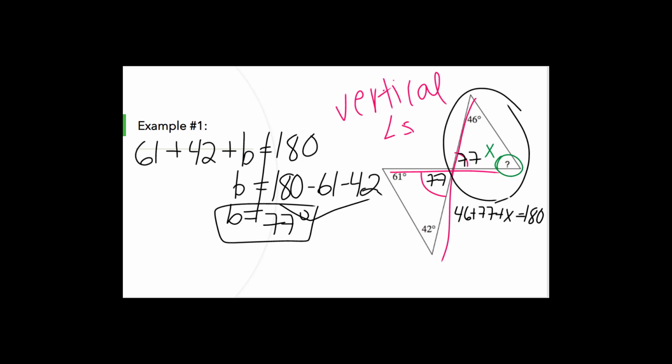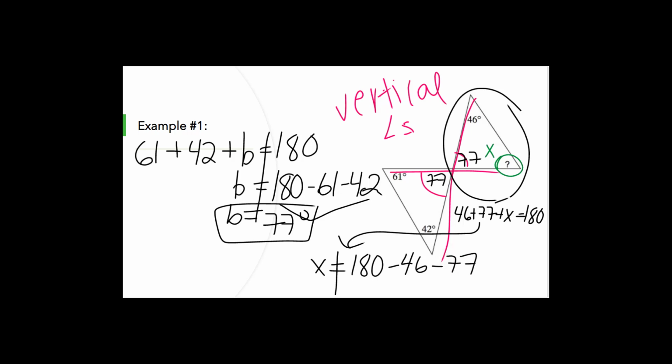Now I'm running out of room, so I'm just going to move it over here. Okay, so x is alone. Remember, you have the line, 180. When it crosses the line, change the sign. So positive 46 is now negative 46. Positive 77 is now negative 77.